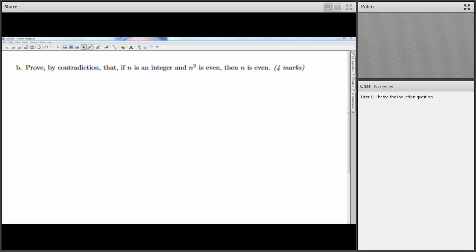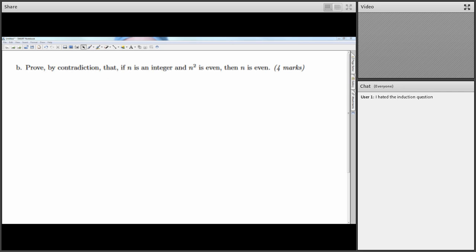Do you have any feedback? The induction question wasn't supposed to be horrible. What's unusual about it is that the series is going down rather than up, which makes sense for the particular application of a selection sort. Anyway, let's have a go at this contradiction question.